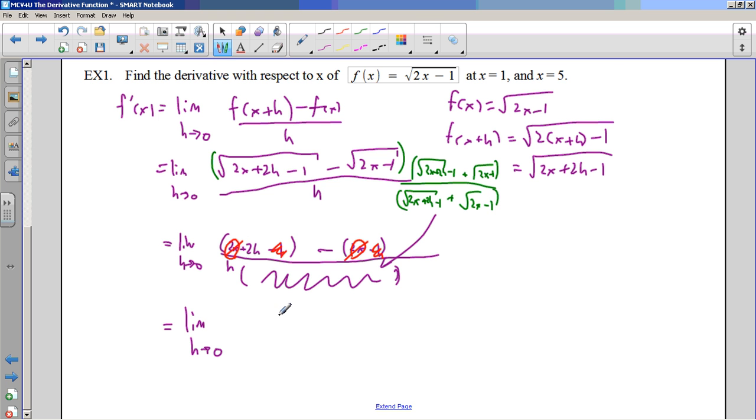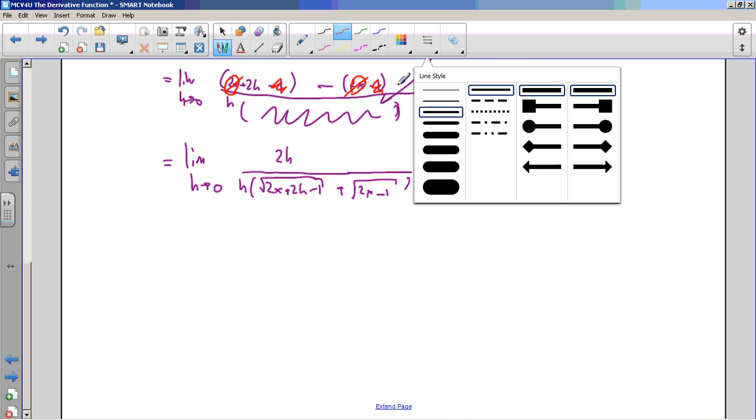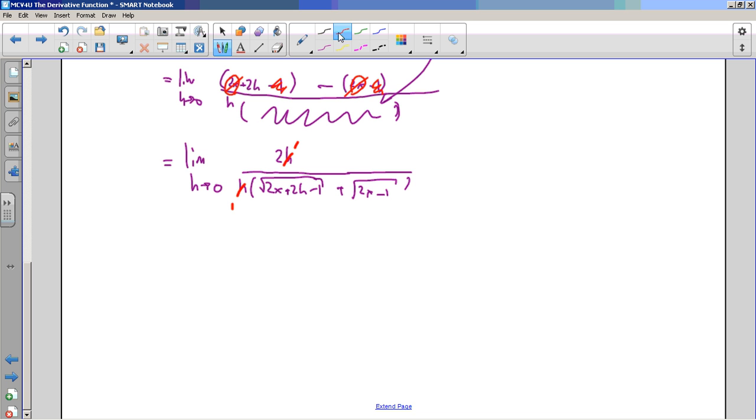That's it. And on the bottom, now I guess I actually have to write out all this garbage: 2x plus 2h minus 1 plus 2x minus 1. The h's cancel. And now I have an expression where it's okay to evaluate this limit, right? Is it okay for h to be equal to 0 now, or to get arbitrarily close to 0? Absolutely.